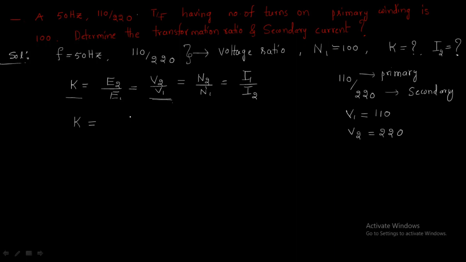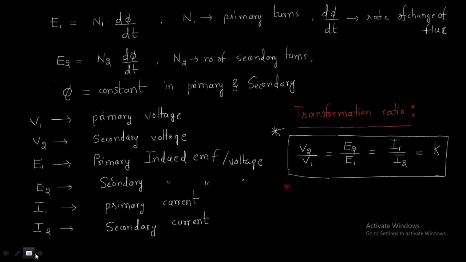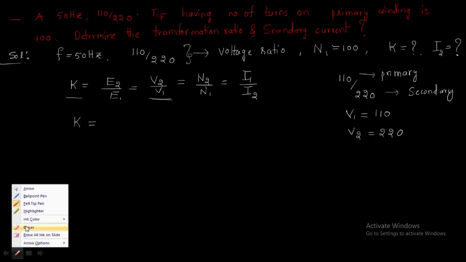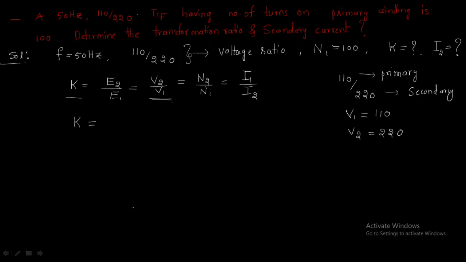So I think the question is wrong. It is better to take the question as the primary current. We will modify the question like this. Then it is possible to find the secondary current. It is better to take the primary current as 10 amps. Then determining the secondary current is easy.